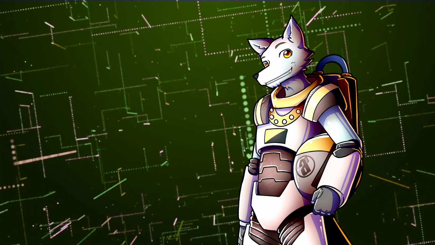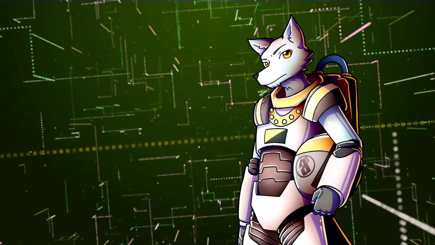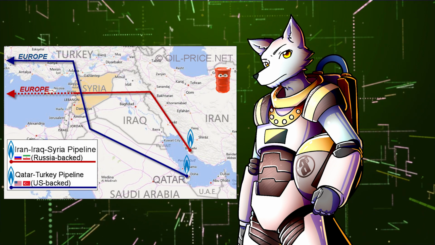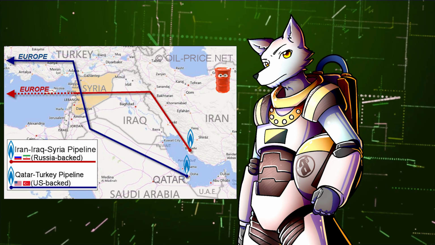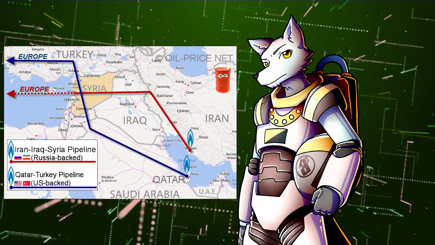Well, it's simple. The gas pipeline, which distributes the largest supply of oil in the world, runs through 3 countries, starting in Iran, going through Iraq, and being harvested in Syria.